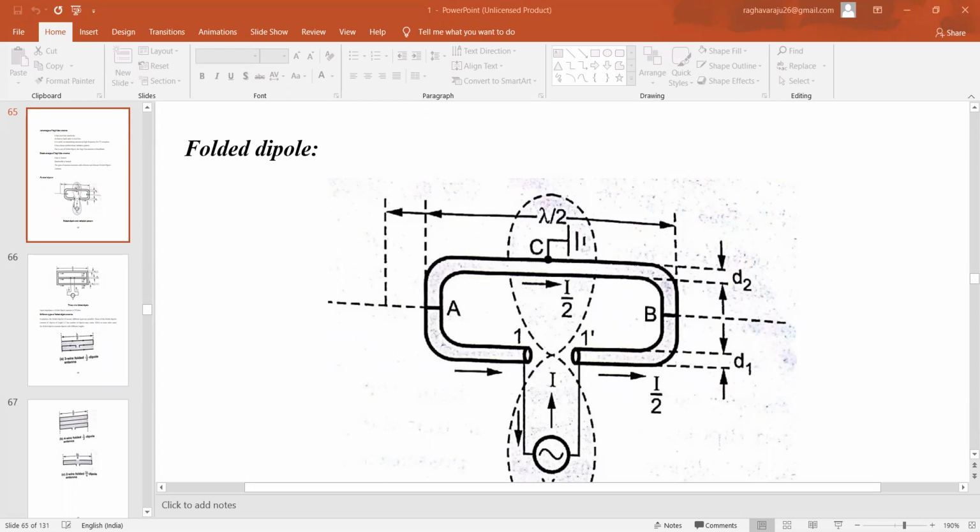Myself, Raghav Raju. This video lecture explores our knowledge on applications of thin linear wire antenna, folded dipole.